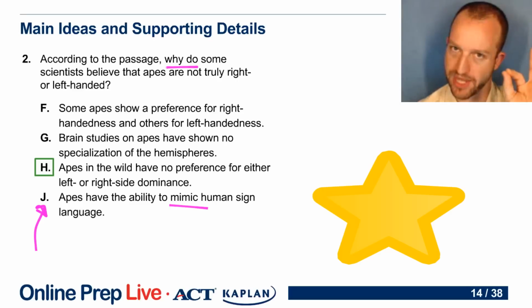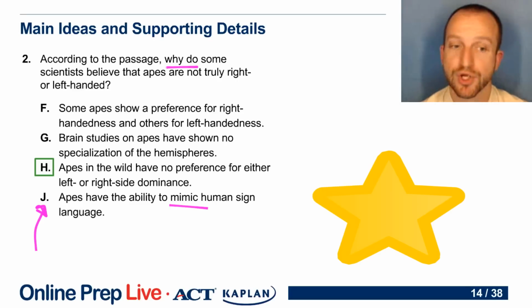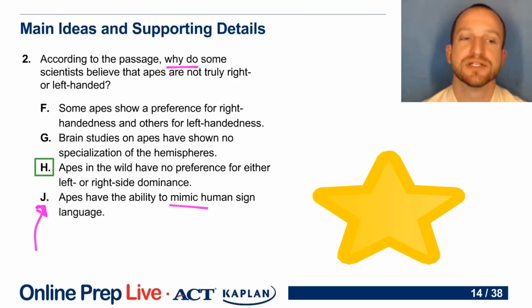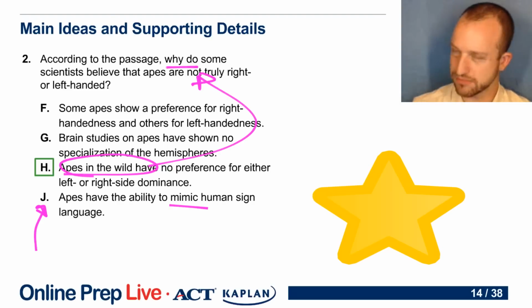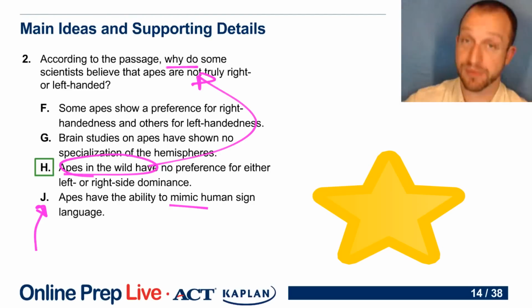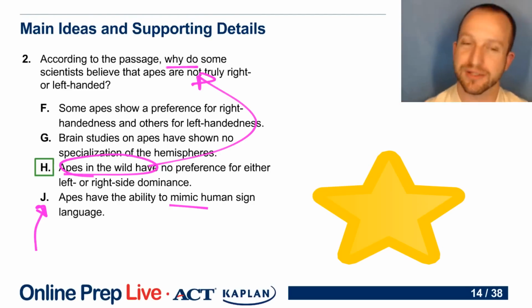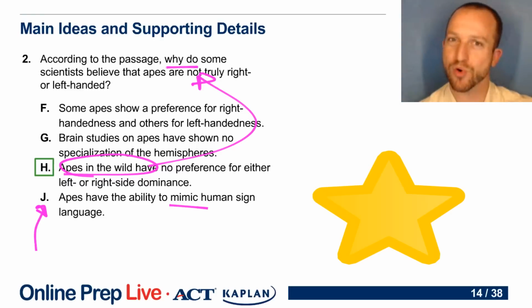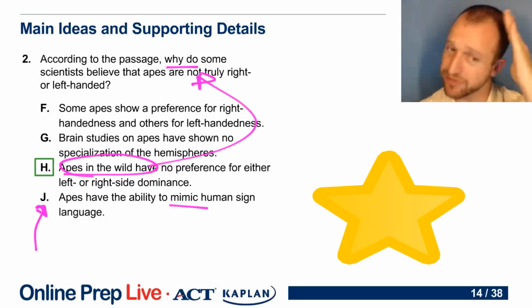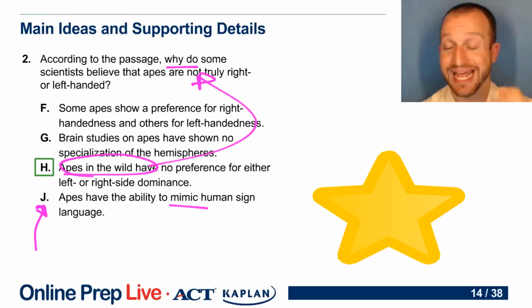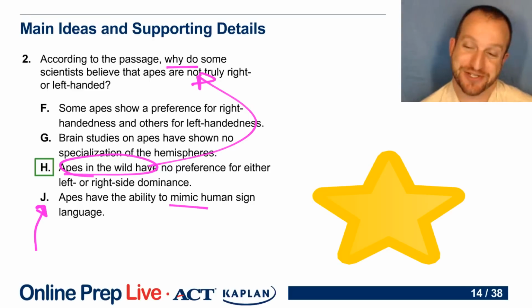But we have to learn from that. Not just a true statement is enough. We have to answer the question at hand in order to get the point. So apes in the wild have no preference. Yeah, that's the real reason that we had this disparity, because in captivity they could mimic sign language, but the left versus right-handedness was the wild apes. So we're going to do a couple more of these, but detailed questions, remember, have to come right there from the passage and also have to answer the question.